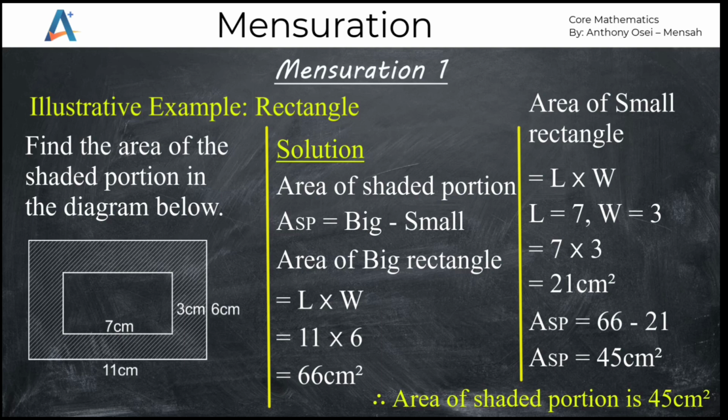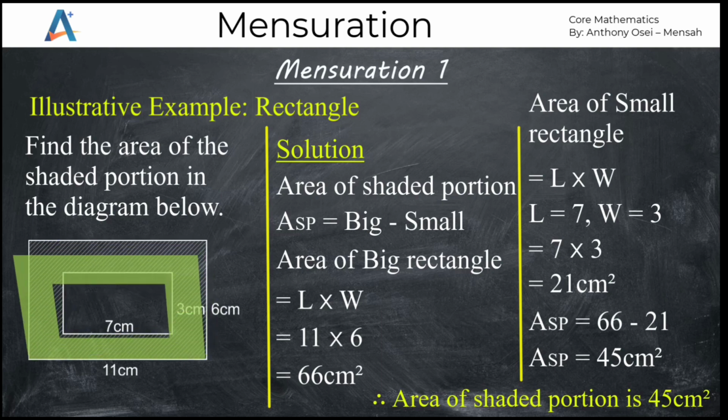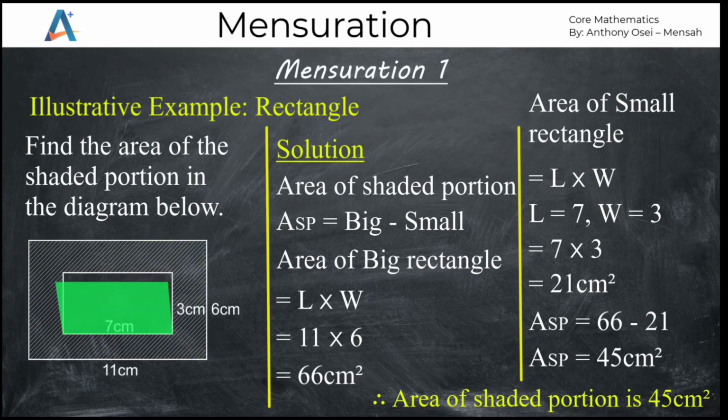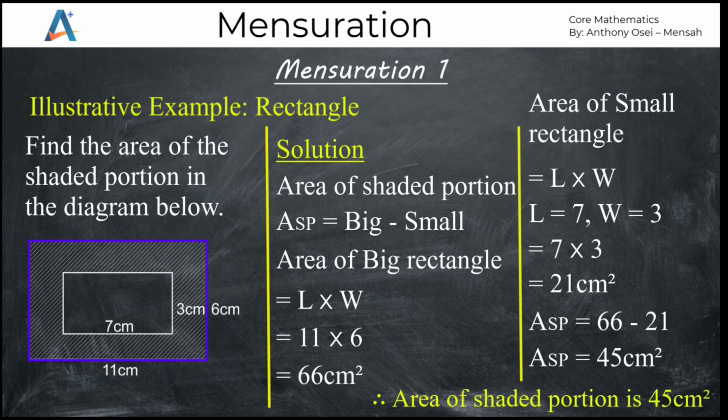Please note that if you want to get the area of the shaded portion, check where the shaded portion is. It is not always that the shaded portion will be in between the two diagrams. Sometimes the shaded portion may even be the inside diagram, that is the small diagram. So in case the shaded portion is in between two diagrams, then we say the big diagram minus the small diagram gives the shaded portion. So you have to be very, very careful in dealing with shaded portions. You have to know where the shaded portion is located.